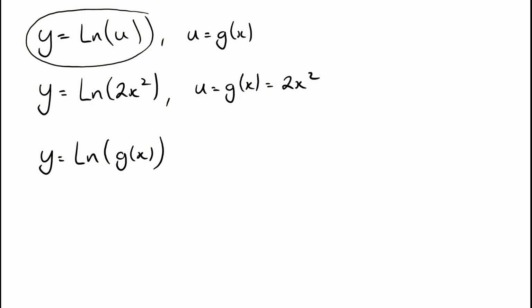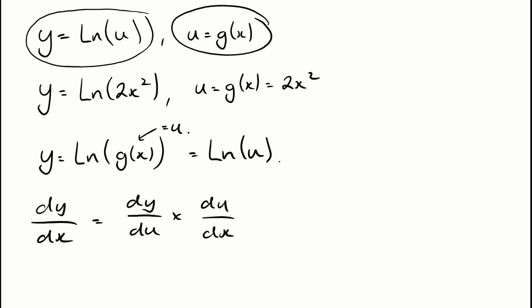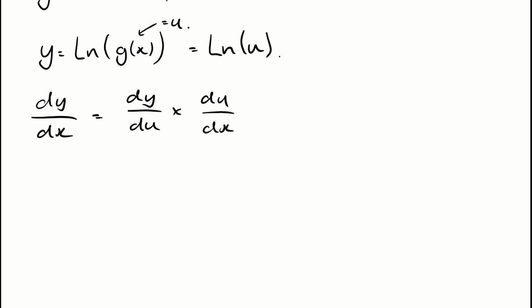So remember the chain rule says that dy/dx in this case would be equal to dy/du times du/dx. And in this case, it's our g of x that is equal to our u, so y is equal to the natural log of u. So we can use u and g of x interchangeably. Now, what is dy/du? Well, if y is equal to the natural log of u, then if I differentiate that with respect to u, just like we did previously, I just get 1 over u.